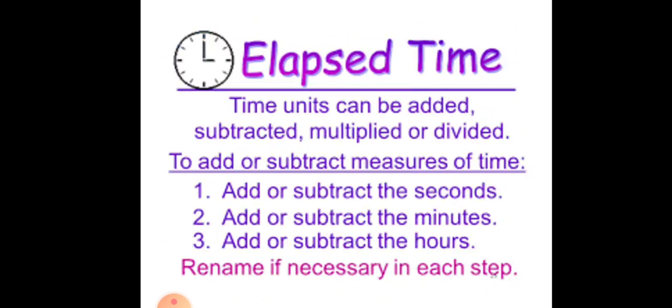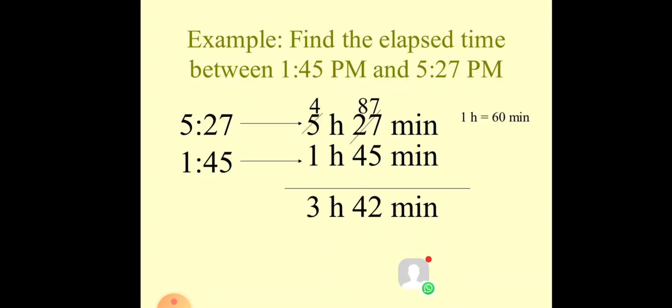Elapsed time. What is elapsed time? Time units can be added, subtracted, multiplied or divided. To add or subtract measures of time is called elapsed time. Okay, so let's just move forward.